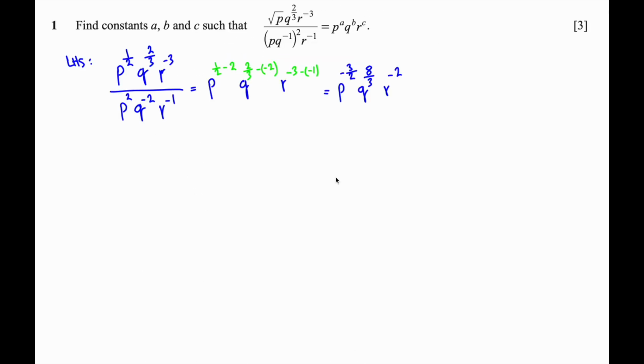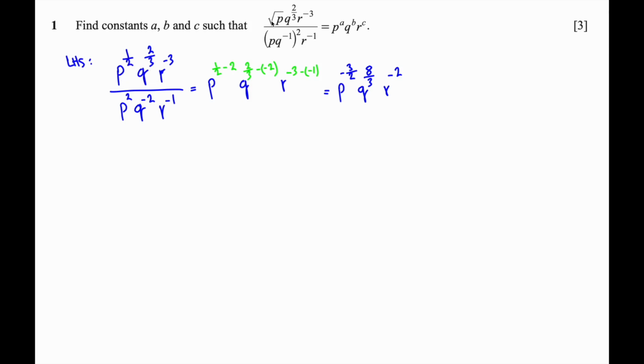Okay, question number 1. Find constants a, b, and c such that this equation holds. As you can see, the a, b, c which needs to be found is all on the right hand side. So I'm just gonna go ahead and take the left hand side and do a bunch of algebraic manipulation, and hopefully I can unite all the p, q, and r's together and make the comparison. So the first thing I'm going to do, get rid of this square root or the radical sign and rewrite it as a fractional index, p to the power of half.